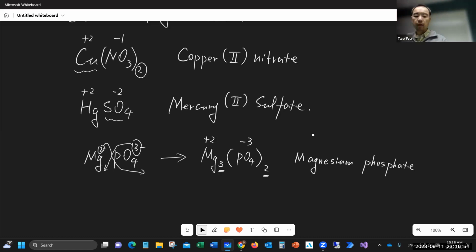Magnesium phosphate. Okay, so now please go ahead and finish the questions on page 20. Last time on page 20 we worked on the formulas. Now you can write the names for those compounds. Page 20.